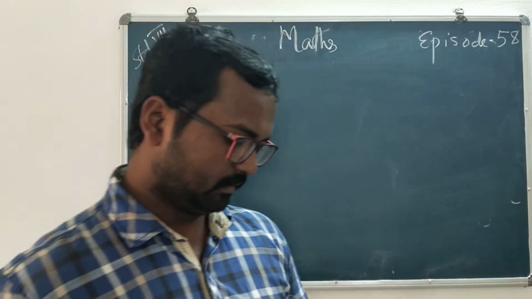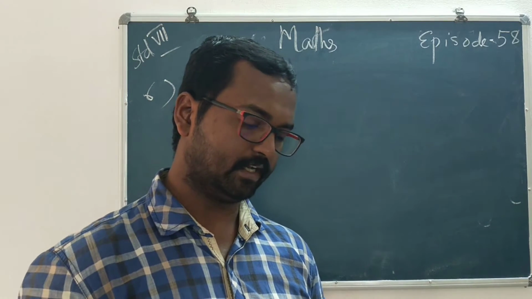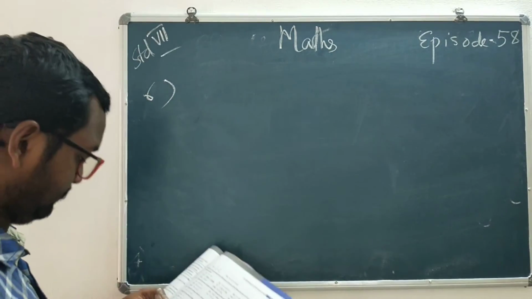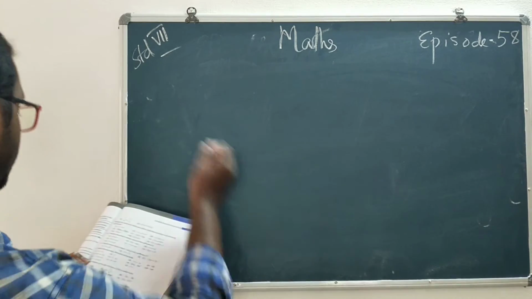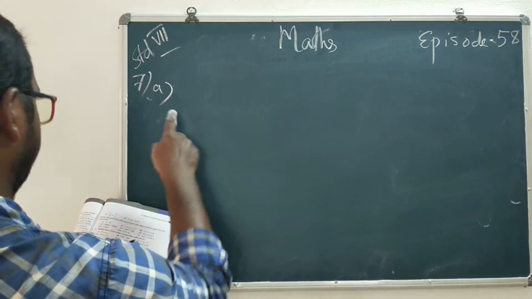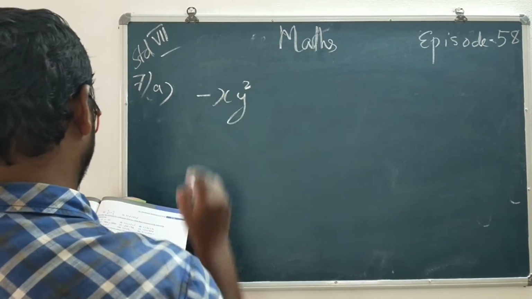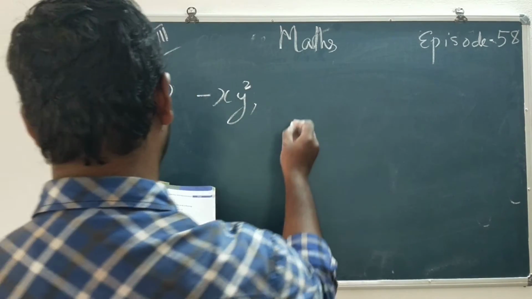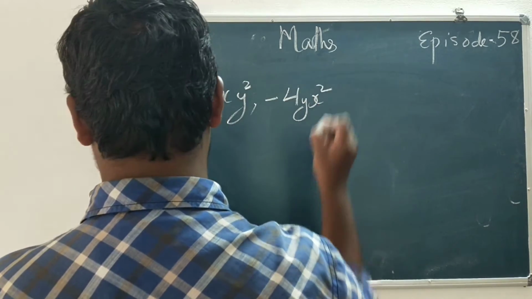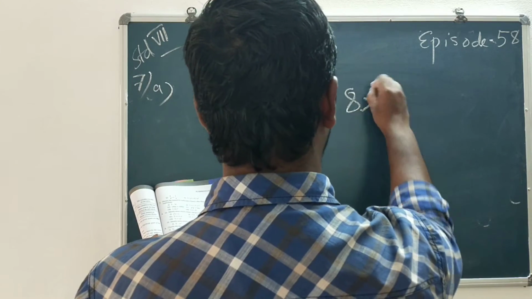Now look at question number 7. Identify like terms in the following. It's a very lengthy expression, minus x square. Let me do the first one alone. Of 7, okay. So the first term is minus x y square. The second term is minus 4 y x square. The third term is 8 x square.